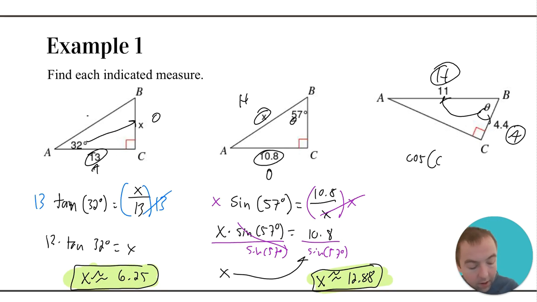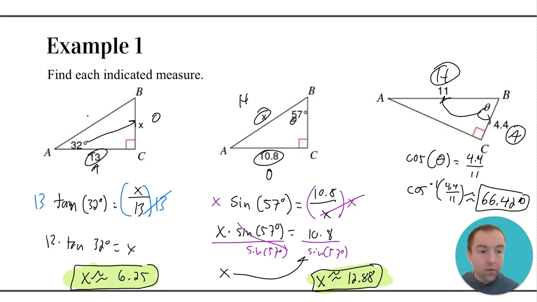So we know that the cosine of whatever that angle is would be the adjacent of 4.4 over the hypotenuse of 11. But then to get theta out of that, we'd have to do an inverse cosine. So doing inverse cosine of the ratio of 4.4 over 11 will give you what that acute angle comes out to be. And in a calculator, that's going to evaluate to about 66.42, and that would be in degrees.